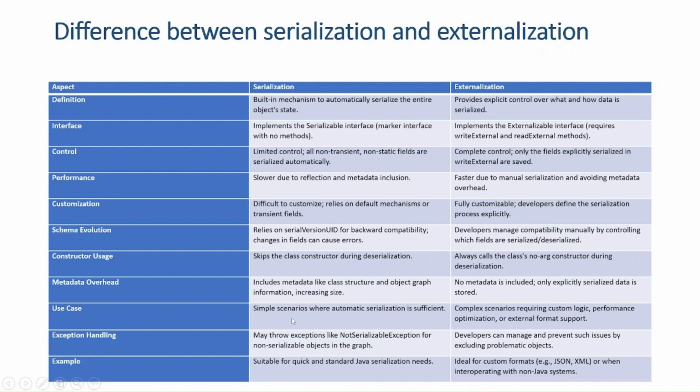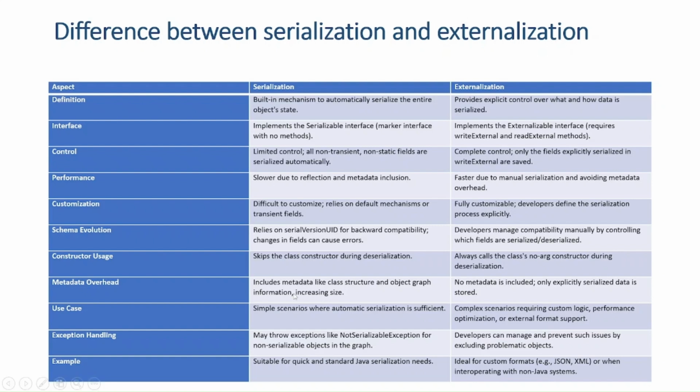So where do we need to use serialization? For simple cases where automatic serialization is sufficient, like when you have very few fields and you need to serialize everything, all the fields of your class, then you can go with serialization. But in complex scenarios that require custom logic, performance optimization, or external format support, you should go with externalization.